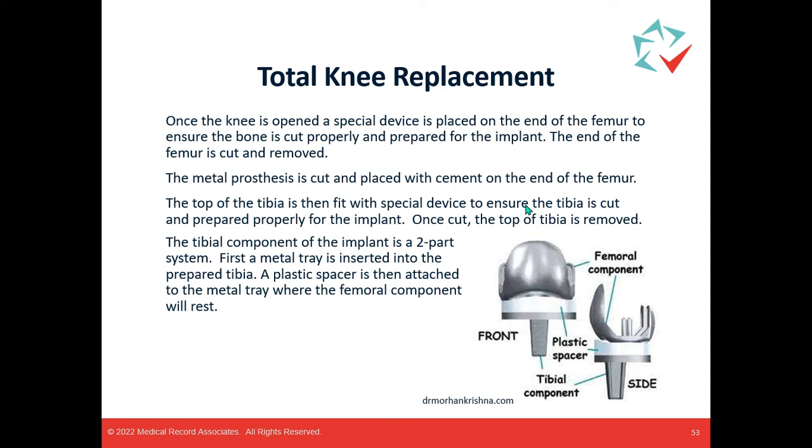Total knee replacements are more involved, and therefore they take longer, typically about 2 hours. Again, the damaged bone and cartilage is removed from the femur and tibia, but this time both the medial and the lateral compartments are addressed. The prosthesis is either cemented or press fixed into place onto the cut ends of the femur and the tibia. A plastic spacer is then attached to the metal tray on the tibial component, and that's where the femoral component will rest.